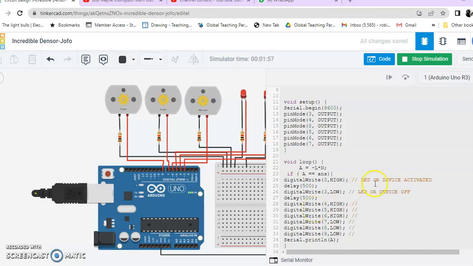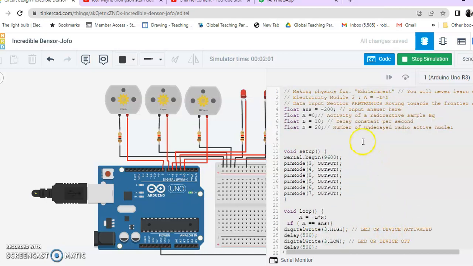Okay, so we are back. For this application, we have a simple formula: activity is equal to the decay constant times the number of radioactive particles. The student will input their answer here, and of course A, L, and N are the different symbols in the formula. The formula is illustrated here that I've highlighted. Here A is equal to negative L times N, a product.